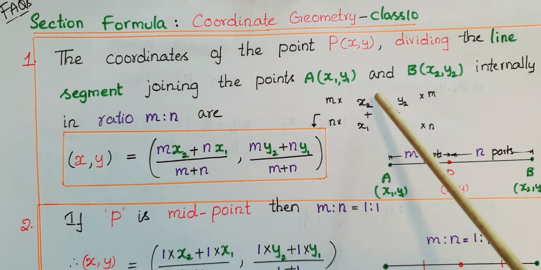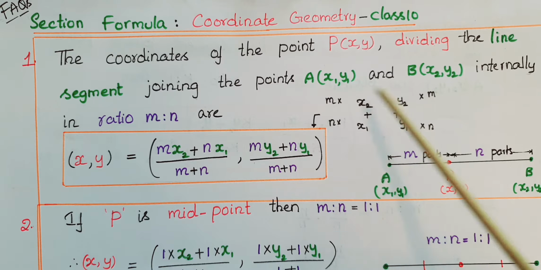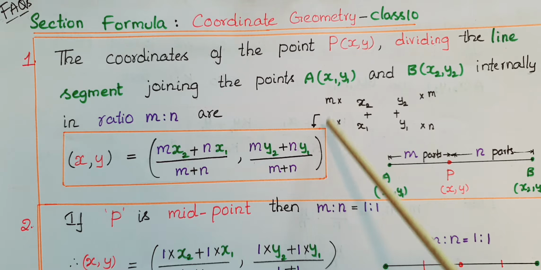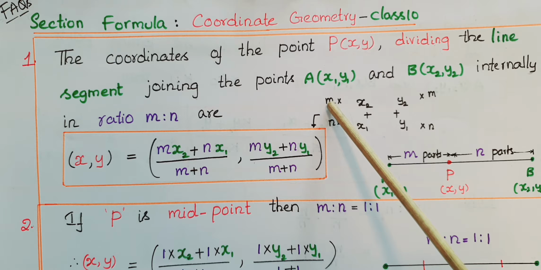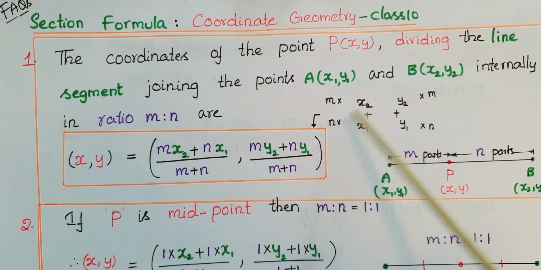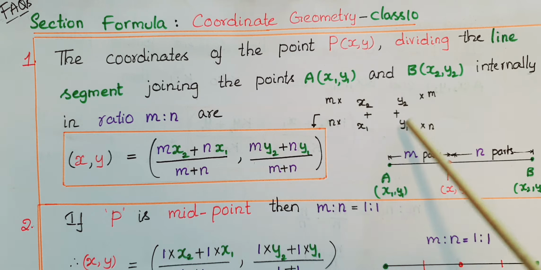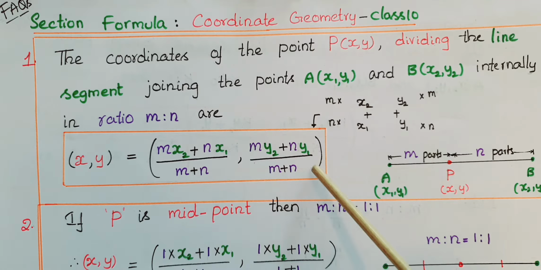Here we can write x2, y2, x1, y1, and here write m, n. This is the ratio m is to n, and here also m is to n. So directly you can write as (m x2 plus n x1) by (m plus n), comma (m y2 plus n y1) by (m plus n).